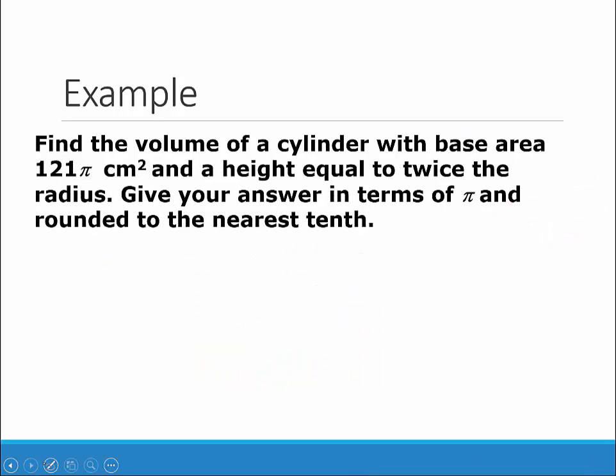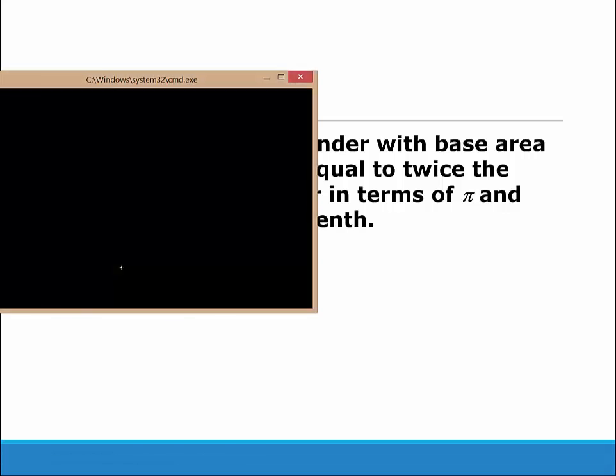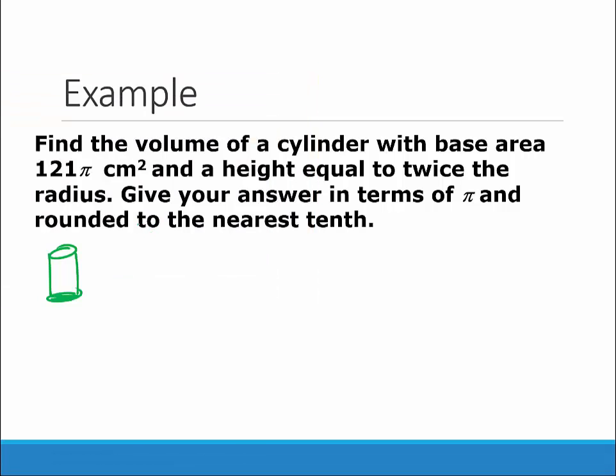So let's try a little tougher one. Find the volume of a cylinder with a base area of 121 pi centimeters squared and a height equal to twice the radius. Give your answer in terms of pi and round it to the nearest tenth. So remember, if you have a cylinder, it means that you have a circular base times the height. So they tell me that the base area is 121 pi centimeters squared. So remember, a circle is pi r squared, and if that equals 121 pi, I can solve for my radius. So the pi's cross off, and if I take the square root of both sides, I get that my radius is 11.